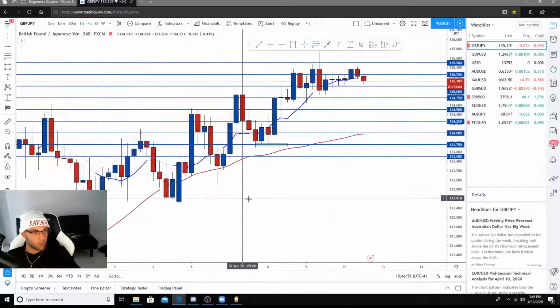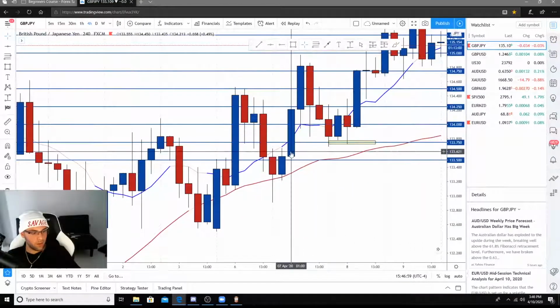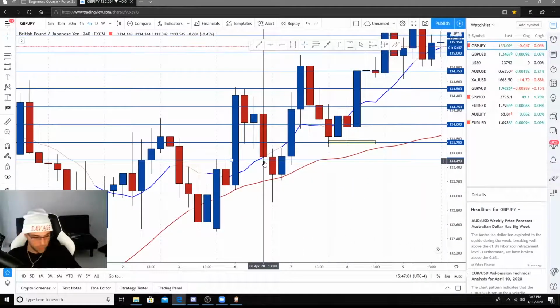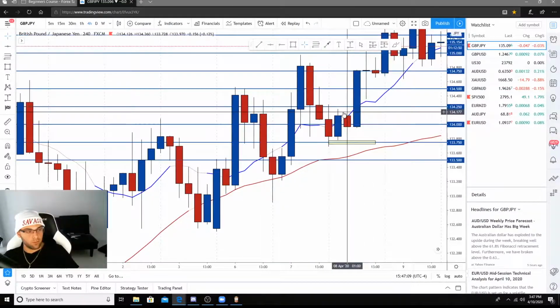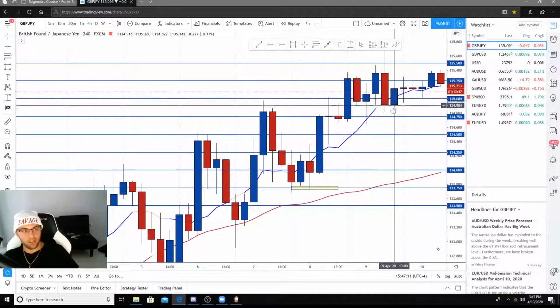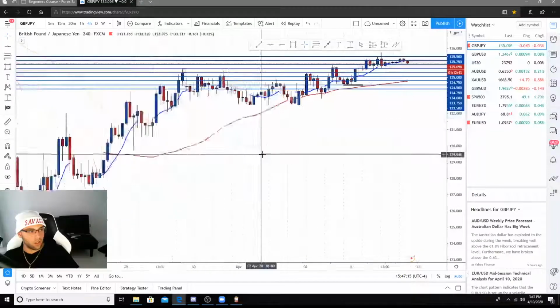Look how 4 hour zones also respect quarter theory points. Boom, respect, rejection. Boom, respect, respect, rejection, rejection. Look at that. The wicks in here tell it all.